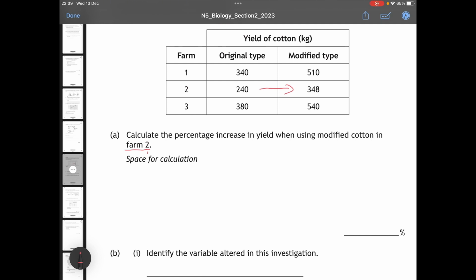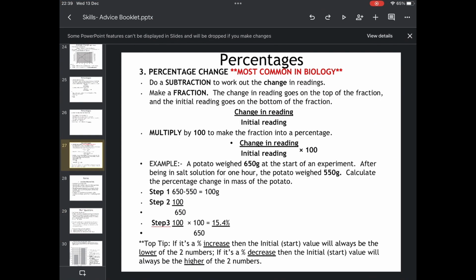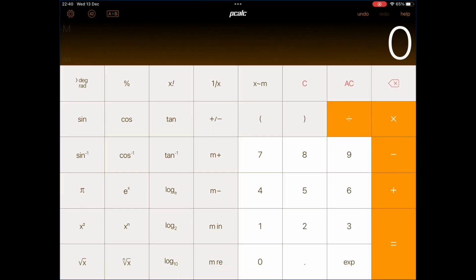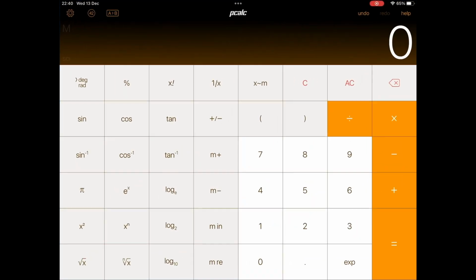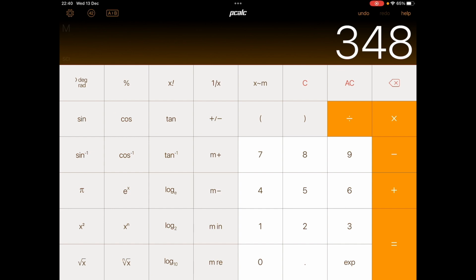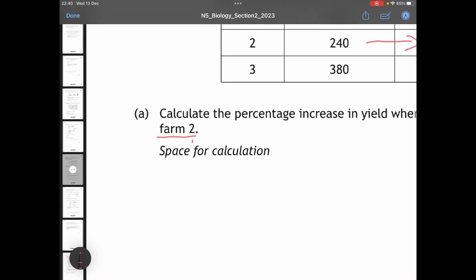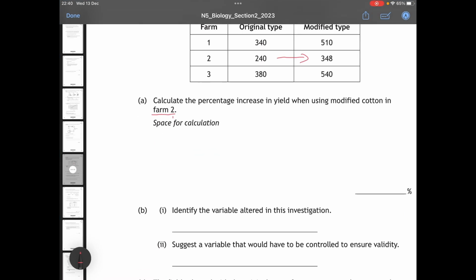Now you might be able to do that in your head, and if so, well done. But if not, we can use our calculator to work out the change first of all, because the first thing it says here, do a subtraction to work out the change. So I've got my calculator app here. So I just remind myself of the numbers. It's going to do the bigger number minus the smaller number. So it's 348 minus 240. So 108 is my change. So I'm going to make a note of that in my wee space for calculation here. Okay, so there we go.